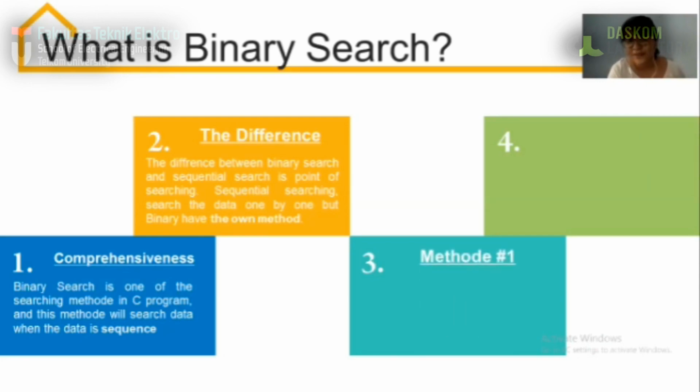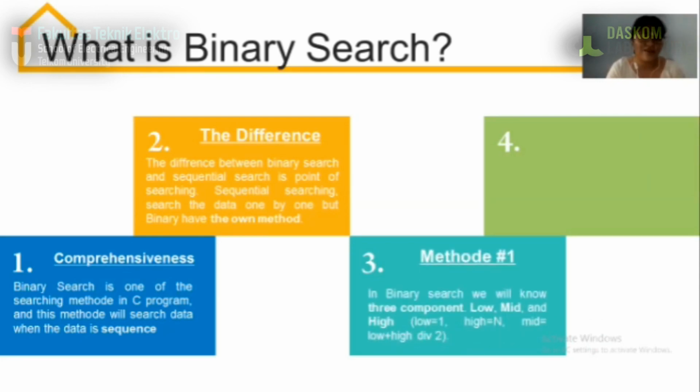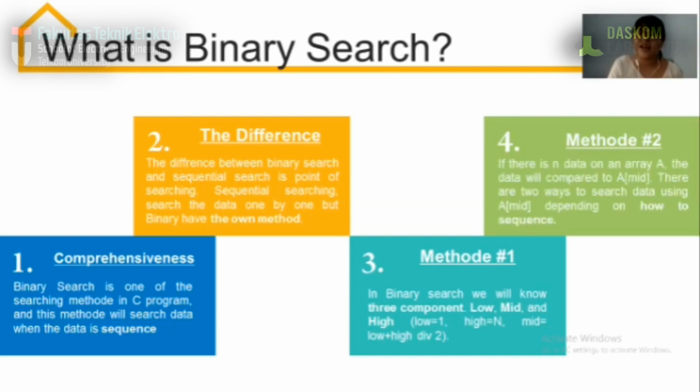The first method is, in binary search, we will know 3 components. That is low, mid, and high. Low is 1, high is n, and mid is (low plus high) div 2. Okay, the second method is, if there are n data in an array A, the data will be compared to A[mid].